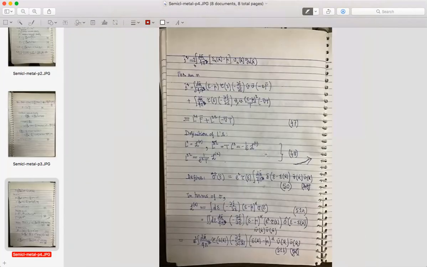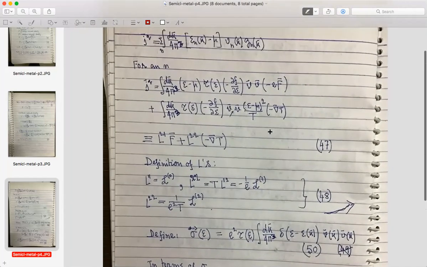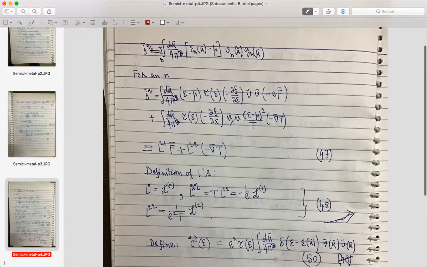Okay. So just to remind you, we had written this expression for J_Q earlier. So it's the same expression: J_Q is J_epsilon minus mu J_n. So that is that expression.